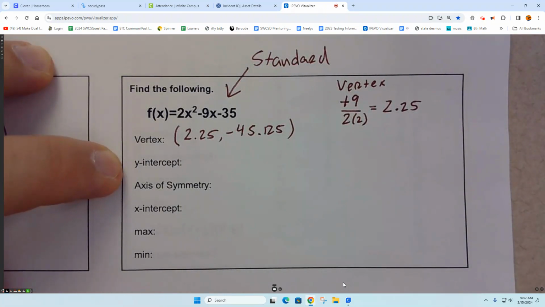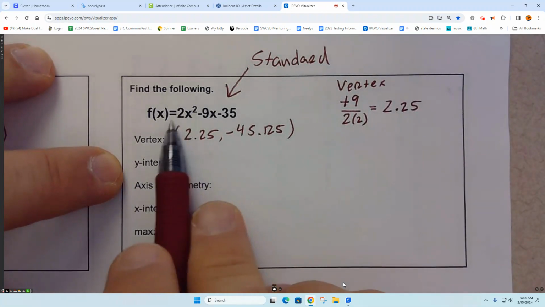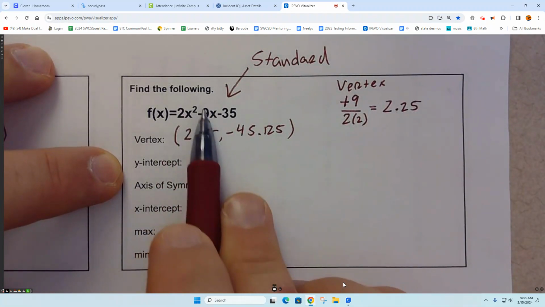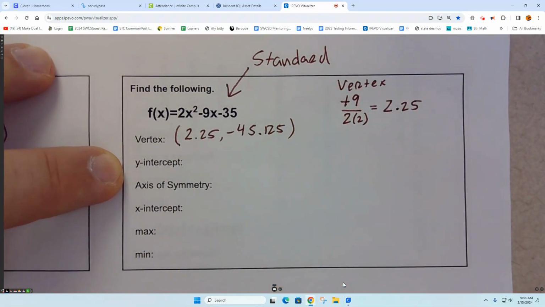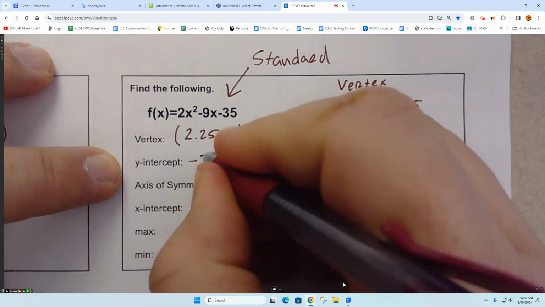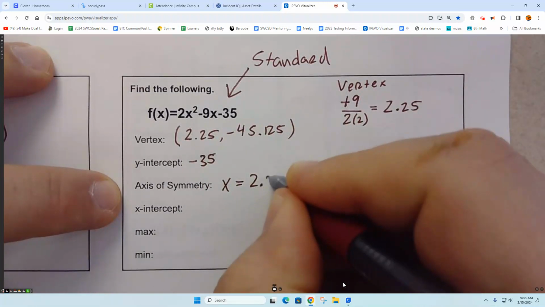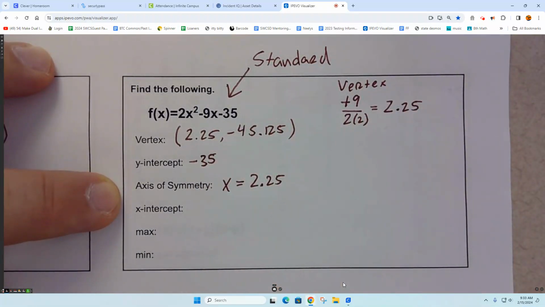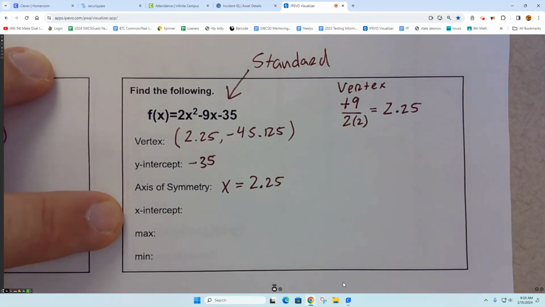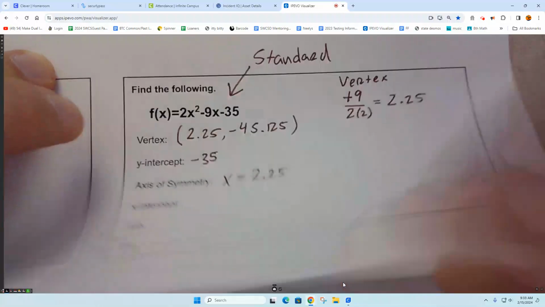Y-intercept means plug 0 in for x. Can we do that in our head? Well, that would become 0. That would become 0. So what's the answer? Negative 35. Axis of symmetry is just whatever that first value is. And hopefully we understand that that is actually a line cutting through. X-intercept. We don't know how to find this. I wonder if I ask you to do it on.